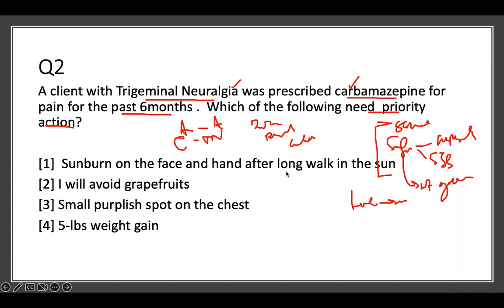Sunburn on the face after a long walk in the sun. Yeah, this is photosensitivity, which is okay. It's not that bad. It's not an allergic reaction. It's fine. It will go away. So even though it's a side effect of carbamazepine, you should not let those non-priority actions of medications distract you. They are distractors. Yes, when you're taking it, you get photosensitivity, but that's not the priority. I'm looking for something that will kill the patient.